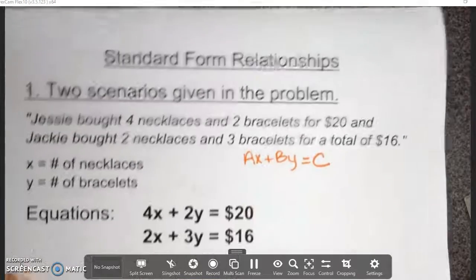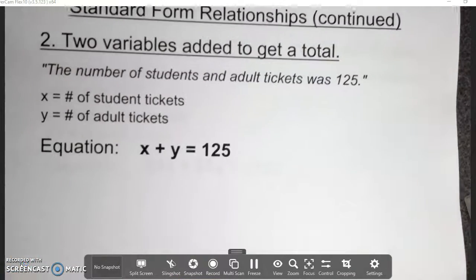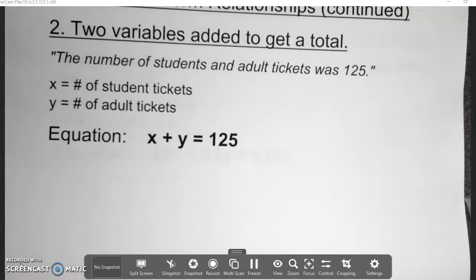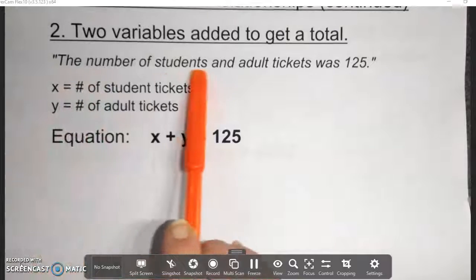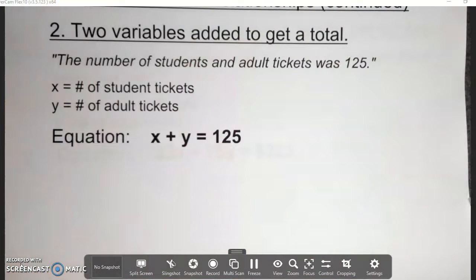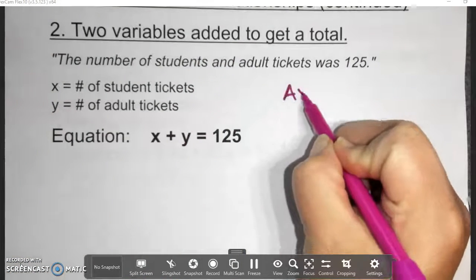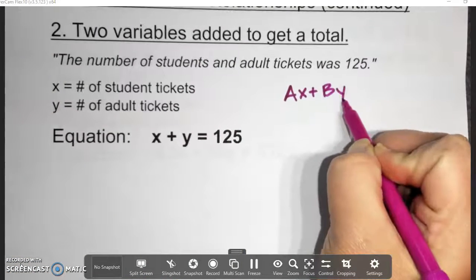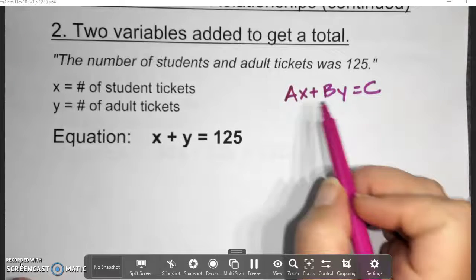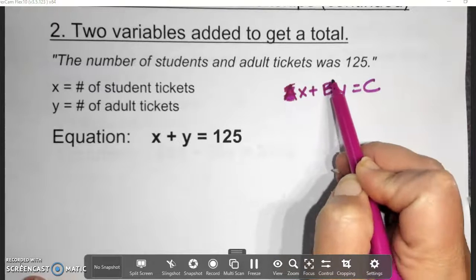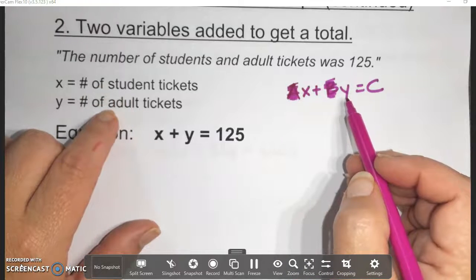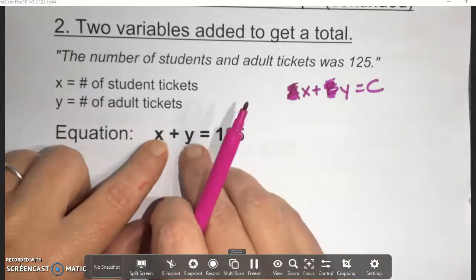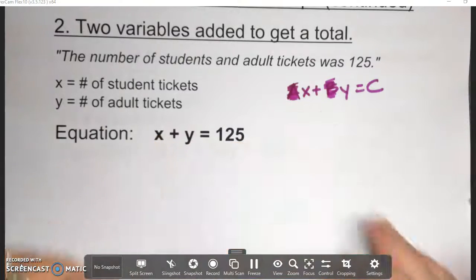Okay? Sorry, my papers are sticking together. Okay, two variables added to get a total. So the number of students, so this is another kind of example. The number of student and adult tickets was $125. We're still in standard form. ax plus by equals c. We just don't have anything to do with the cost. Our variables, input and output, are X, the number of student tickets, and Y, the number of adult tickets. Number equals total. Okay?